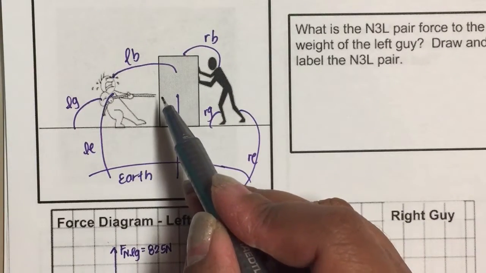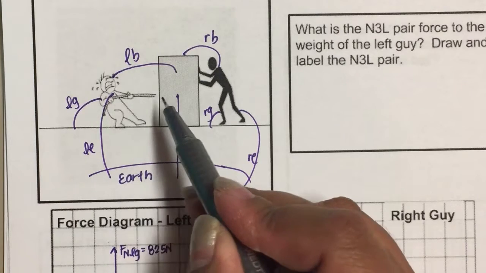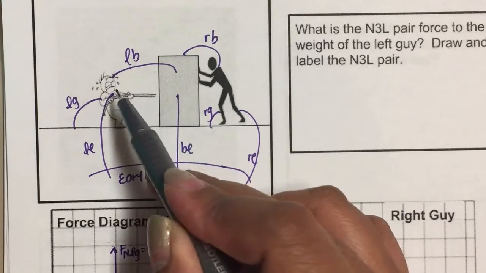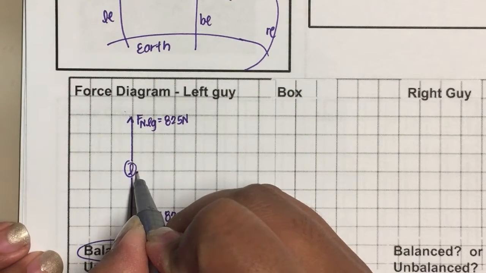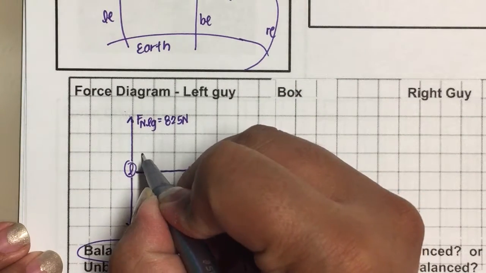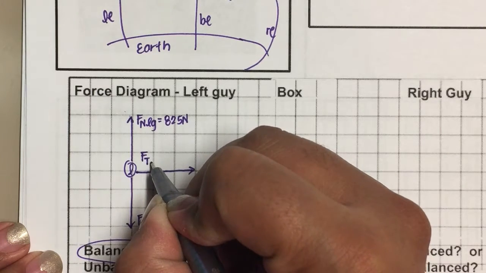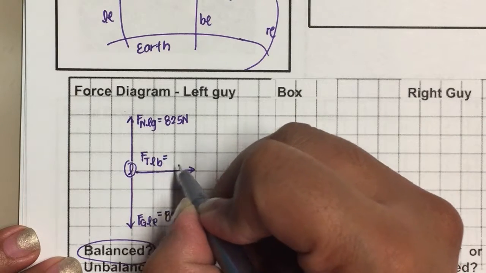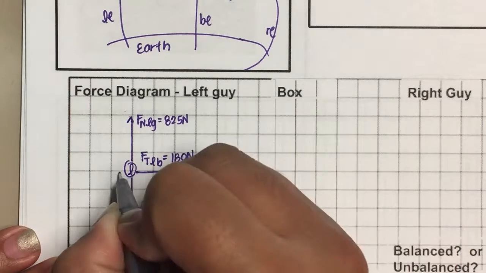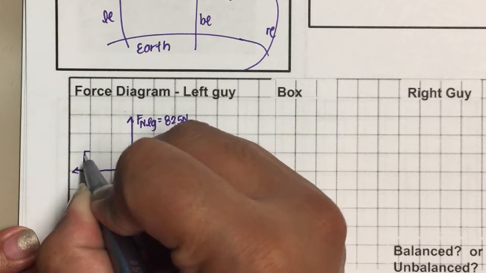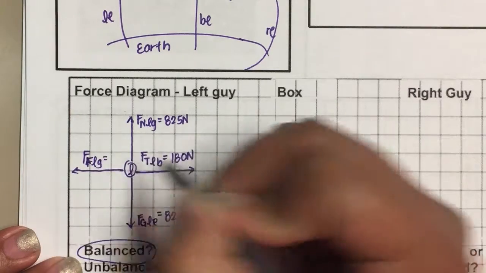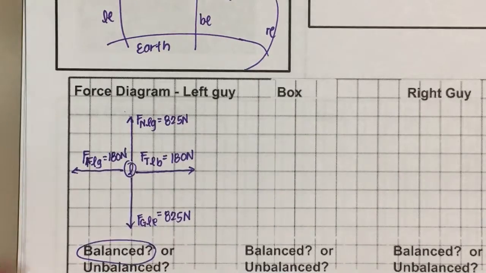He is trying very hard to pull this box in this direction, so that means the box is pulling him in this direction. Okay, so left guy is pulling the box here, the box is pulling the left guy this way. So that means that the left guy is being pulled this direction. Pulled is F of T on the left guy by the box at 180 newtons. That means that the force of friction in this direction, force of friction on the left guy by the ground, is happening at 180 newtons.